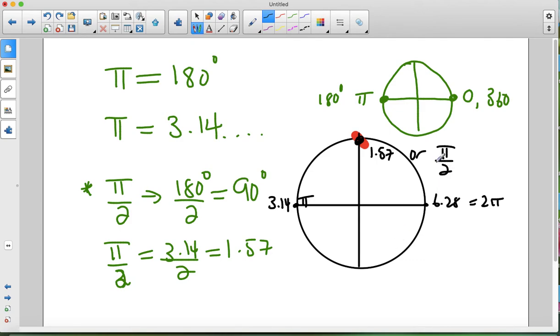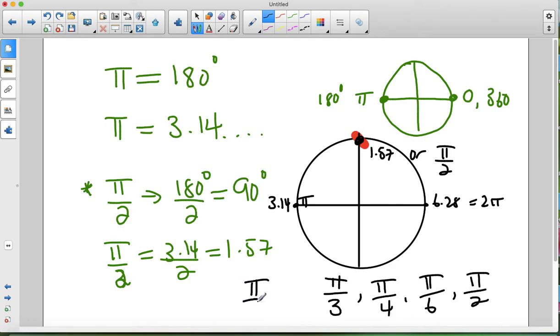Now, pi over 2, pi over 3, pi over 4, and pi over 6 are the common fractions you're going to be seeing. These are the ones you kind of have to memorize, because they're the ones that are easiest to work with. It's rare that you're going to see something like pi over 5. It may happen, but you don't often see it.